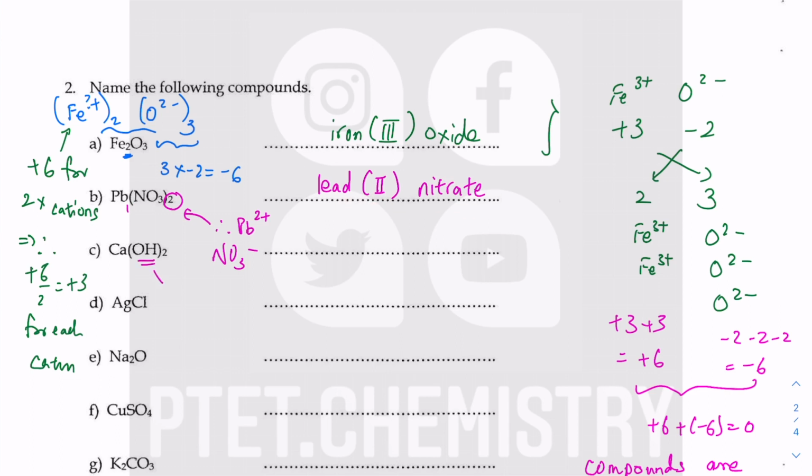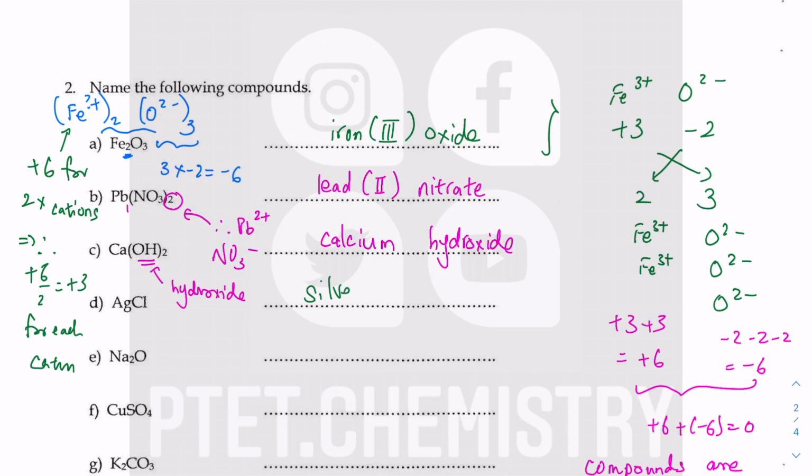OH minus is what you call hydroxide. So this is calcium hydroxide. You have hydroxide anion. You have 2 of the OH minus to balance out the +2 of the calcium, which is a group 2 metal, as you should know from the first 20 elements.